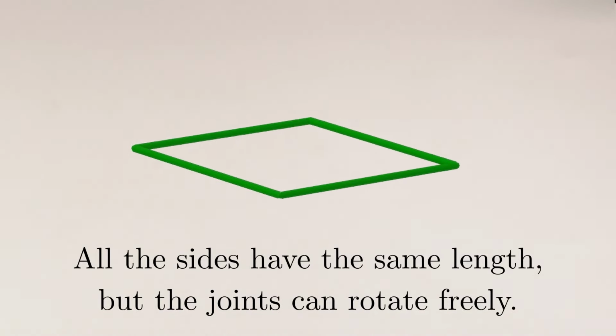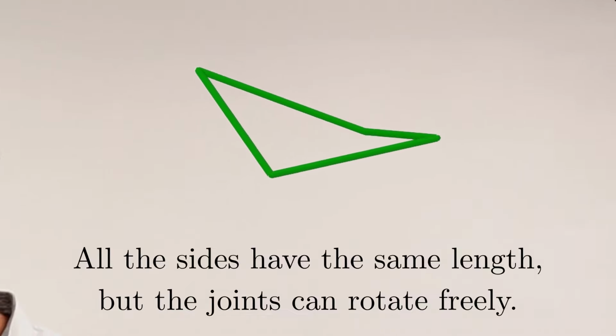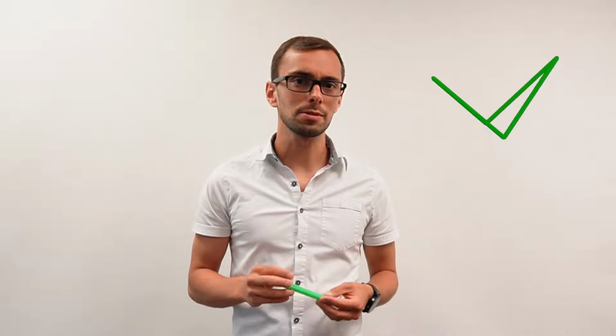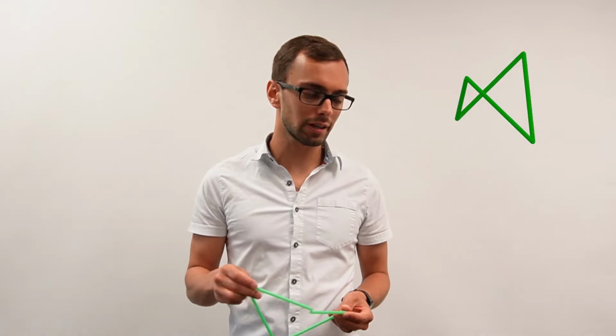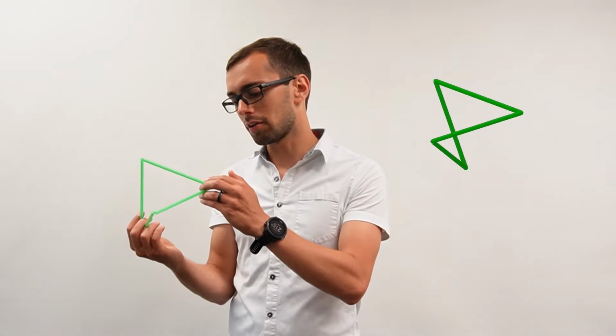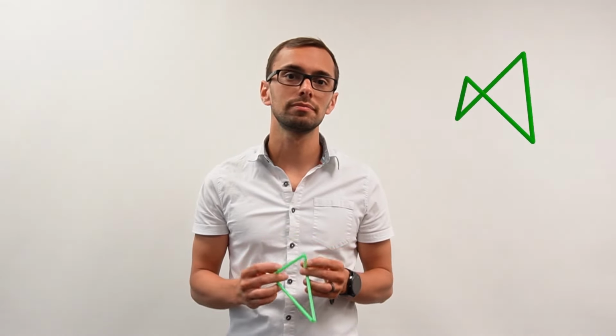Suppose we're given a polygon in three-dimensional space, whose sides all have equal length, but whose joints are allowed to rotate freely. What can we say about the possible shapes of this object? In this problem, we consider two polygons to be the same if we can go from one to another by rotating and translating without changing the shape at all.